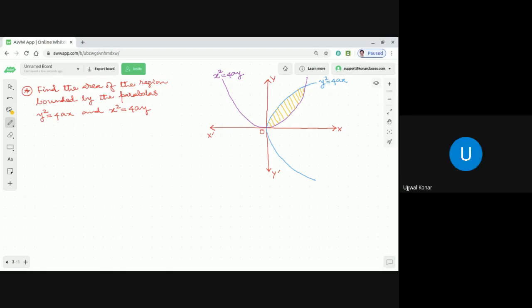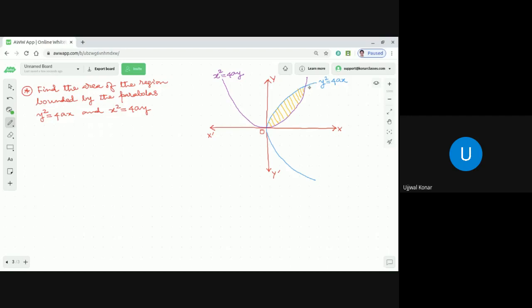First, did all of you understand what the question is? Let me repeat. The question is, find the area of the region bounded by the parabolas y square equal to 4ax and x square equal to 4ay. So this is the region bounded, which I marked in yellow. Correct? But how to achieve that? To achieve that, there is some very small construction you need to do.